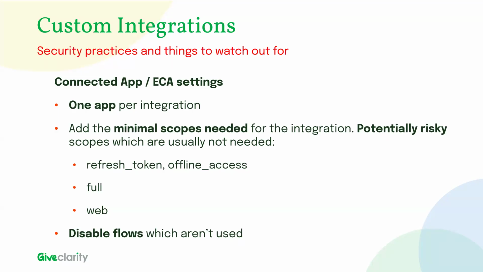And web allows the access tokens that have been issued by the app to be used to log in online as well, which is not normally required. And the settings part of what that allows is configuring the authentication flows that are allowed for the app. So set that up to only allow the ones that are genuinely used for the app.